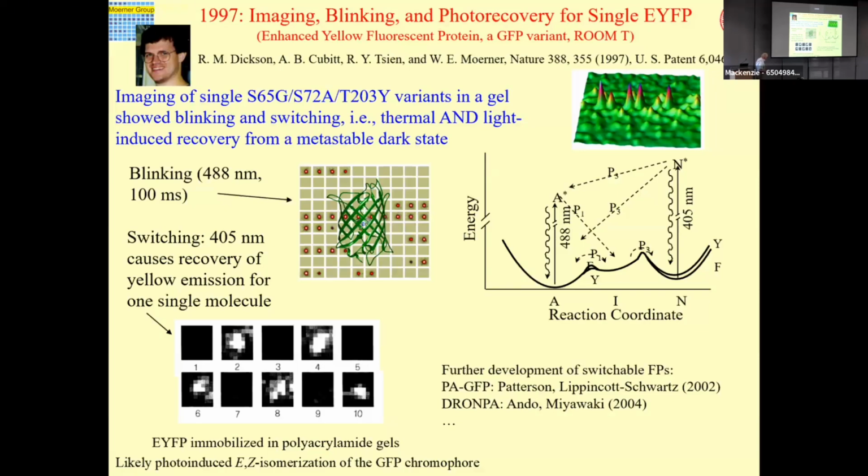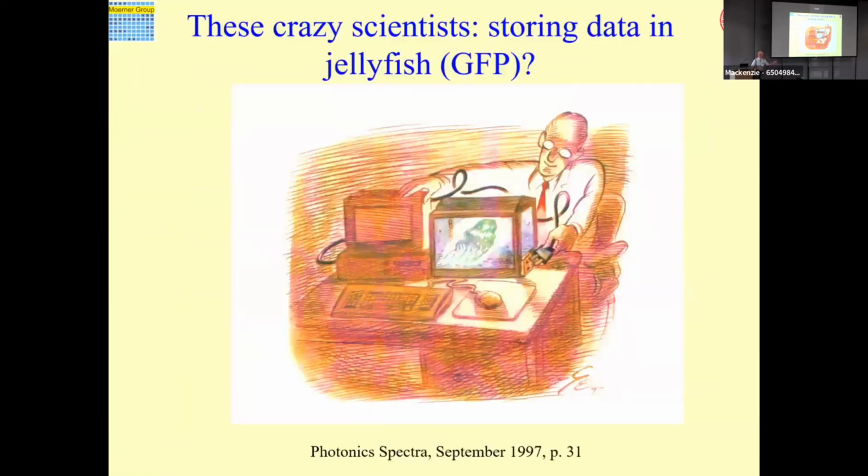Anyhow, there's been a great deal of work on many different switchable fluorescent proteins by a huge number of people, groups all over the world, to try to change wavelengths, have different behaviors, have situations where it's very reversible, like Dronpa. But it's likely to be an isomerization of the GFP chromophore, perhaps, and also maybe some deprotonation.